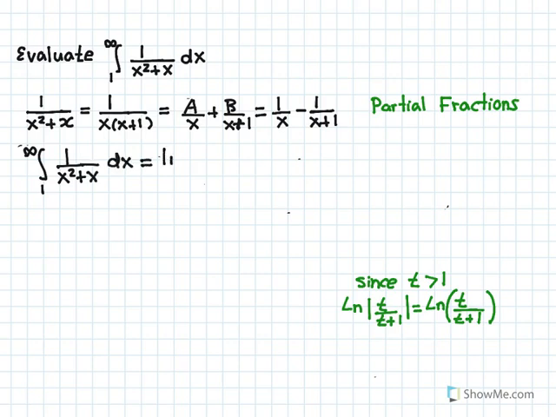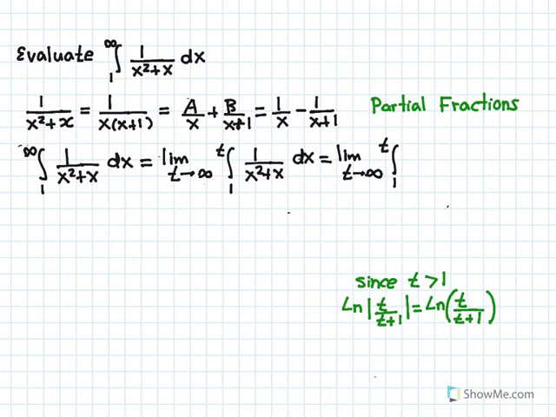Integral from 1 to infinity, 1 over x squared plus x dx. That's equal to limit as t goes to infinity of the integral from 1 to t, 1 over x squared plus x dx. And that's going to be equal to limit t goes to infinity of the integral from 1 to t, and we have applied the partial fractions. We get 1 over x minus 1 over x plus 1. That is the integrand after we apply the decomposition.